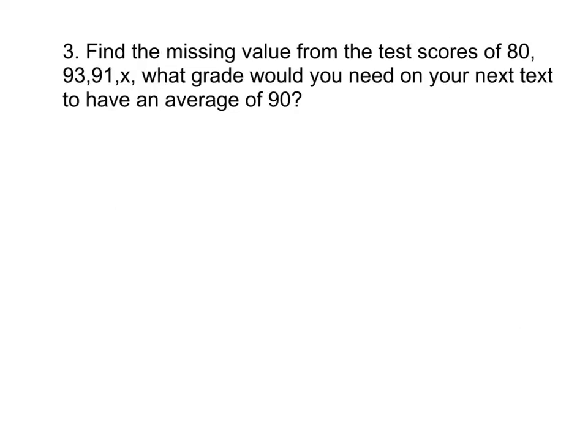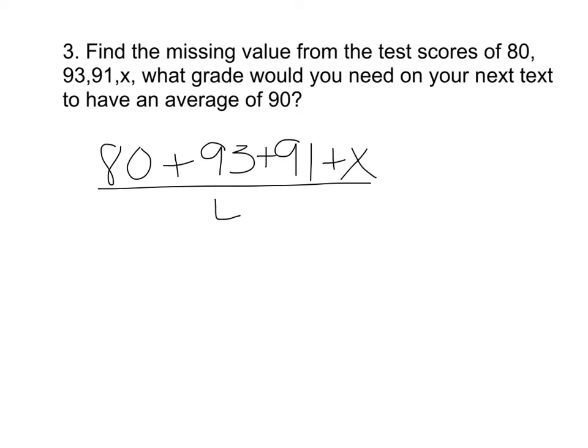All right, our last problem. We have some test scores already: 80, 93, and 91 are our 3 test scores. We want to know what we need to get on our 4th test in order to have an average of 90. Well, average is just mean. So we add up the scores we already have: 80 plus 93 plus 91 plus that 4th test that we don't know yet, all divided by 4, because when we add those 4 tests together and divide by 4, we want to get 90 as our average.